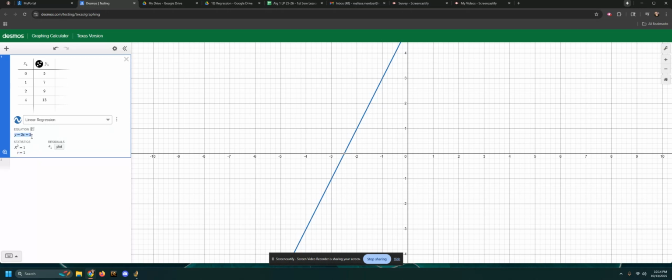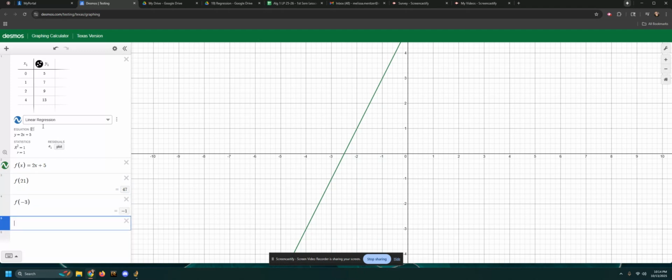Now notice my equation is y equals 2x plus 5. I'm going to Control C that to copy it, and instead of y, I'm going to change it to f of x. Then I can say, okay, what about when x is 21? Y is 47. What about when x is -3? Y is -1. And there you go.